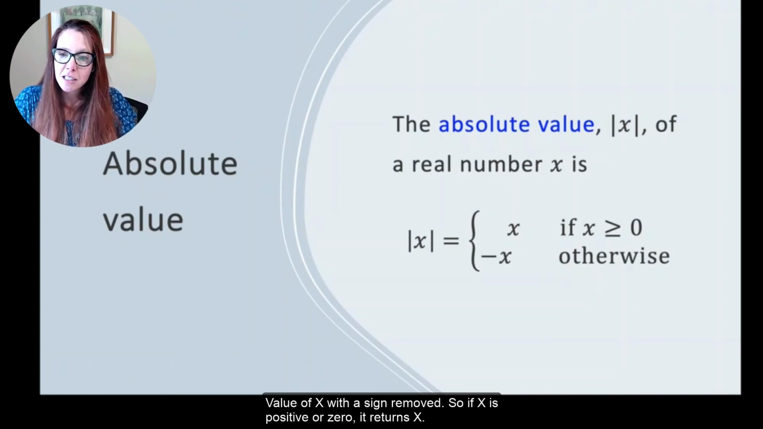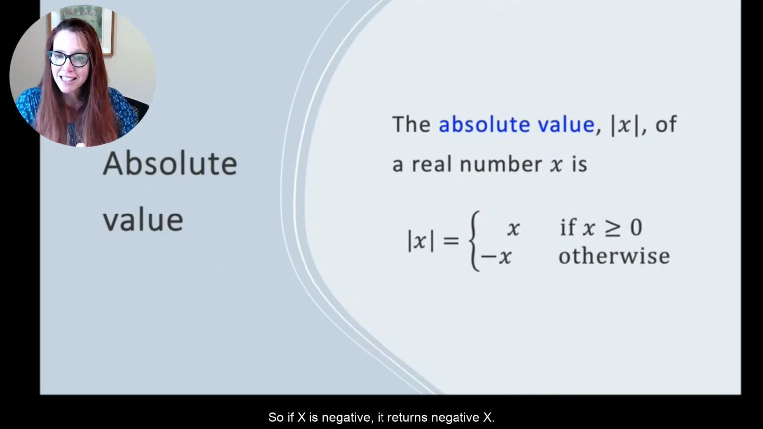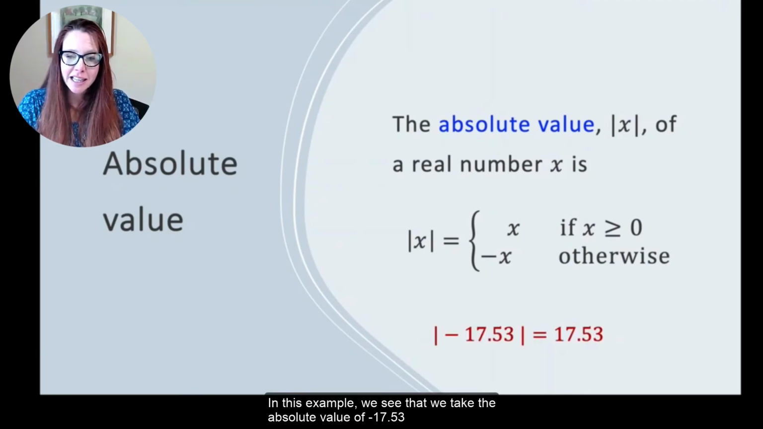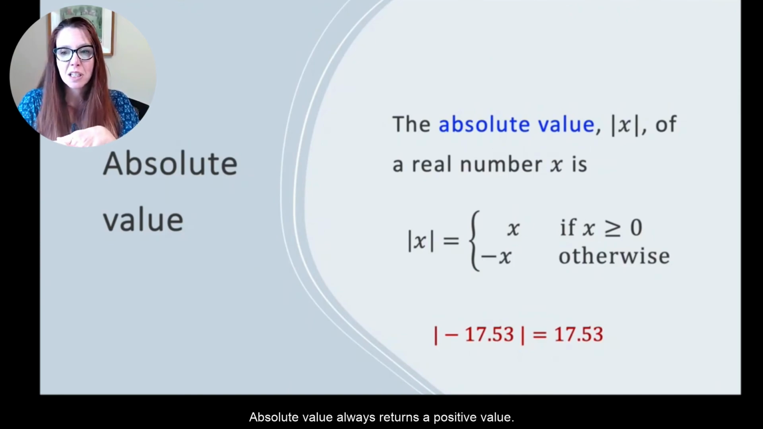So if x is positive or zero, it returns x. If it is negative, it's going to strip away that negative sign and just return the positive version of itself. So if x is negative, it returns negative x. In this example, we see that we take the absolute value of negative 17.53, it's going to return 17.53. Absolute value always returns a positive value.